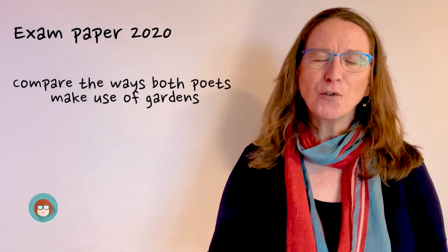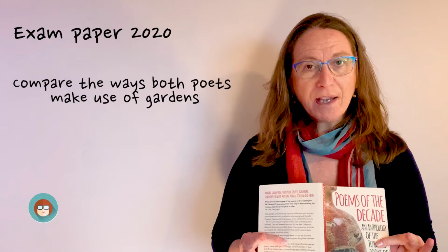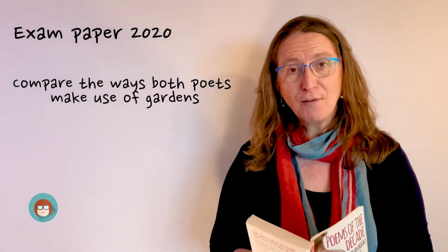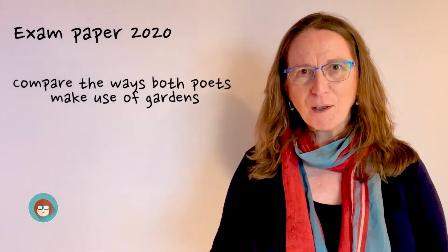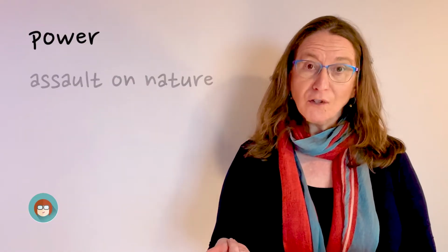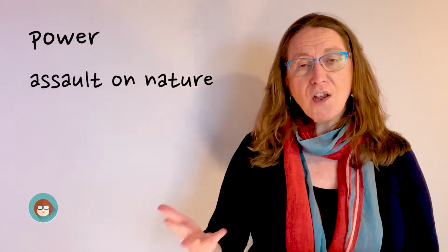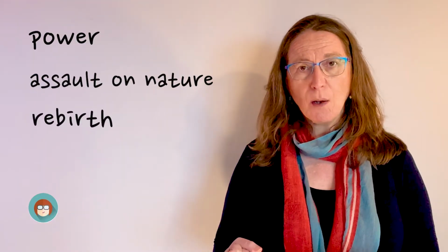That's not to say that, of course, there is not quite a lot of thematic substance in this poem that does reflect a conflict between male and female. Okay, so I'm going to talk not about male and female conflict, but the exploration of power in this poem, the assault on nature in this poem, and the idea of rebirth and positivity that comes from nature and gardens. So bear in mind that question, compare how both poets make use of gardens. I'm not going to talk about the Rebecca Watts poem that was in the exam paper, just this one.